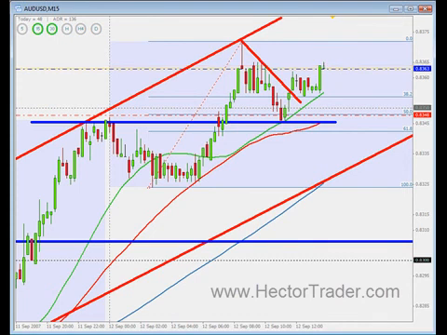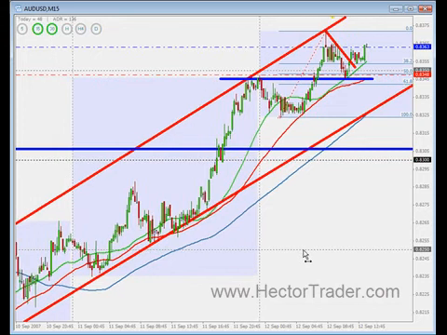It's 11:50 London time, and I've just triggered a long entry on the Australian dollar against the American dollar. Let's see what we see here in the chart, so I can explain my entry level.